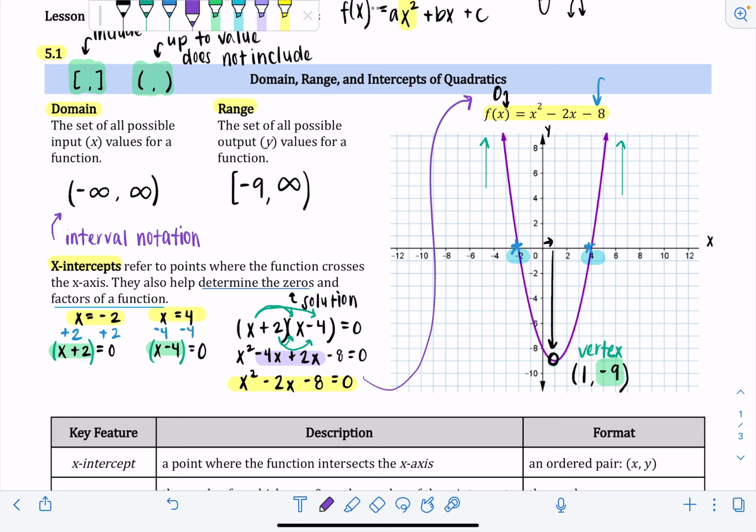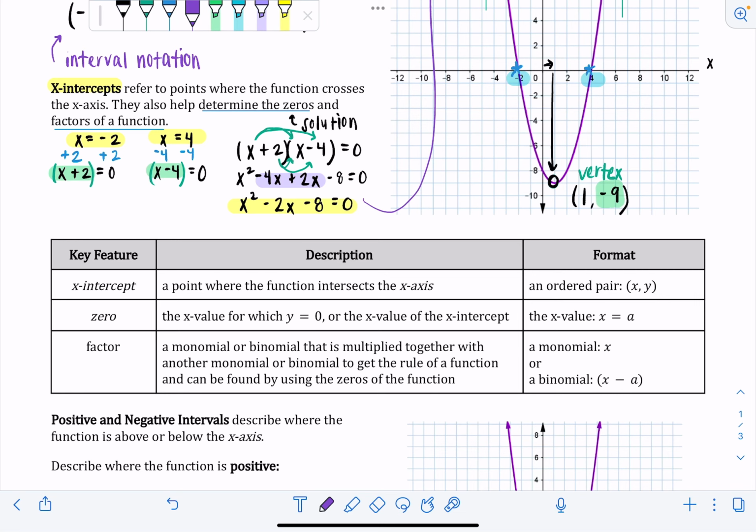Okay, so this next little table is a good thing to have in your notes. It breaks down these few key features. So x-intercept: a point where the function intersects or crosses the x-axis, and it looks like a point. It's an ordered pair. And then a zero: it's the x value for which y equals 0. It's basically what x value makes the equation equal 0.